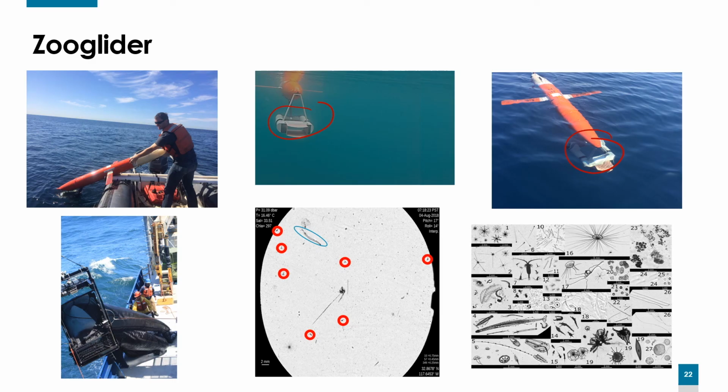Another benefit of using the ZooCam is that it generates amazing images with a lot of detail. The difference between these images and the images I'm going to show you with the ZooScan that I use is that the Zooglider is able to capture the zooplankton in their natural posture, which is really important. It gives us a better idea of what the different zooplankton look like naturally versus when they're preserved in formalin.